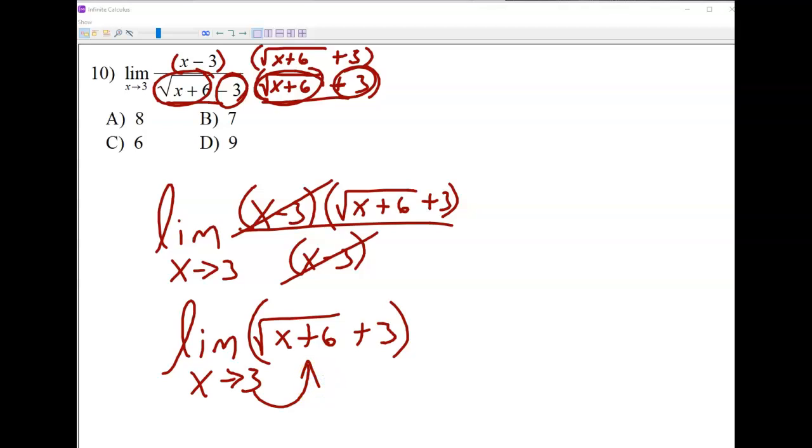So if I go ahead and plug in, I'm going to end up with the square root of 3 plus 6 plus 3. Now that's 9, and the square root of 9 is 3. So we have 3 plus 3, which is 6, is my final answer there.